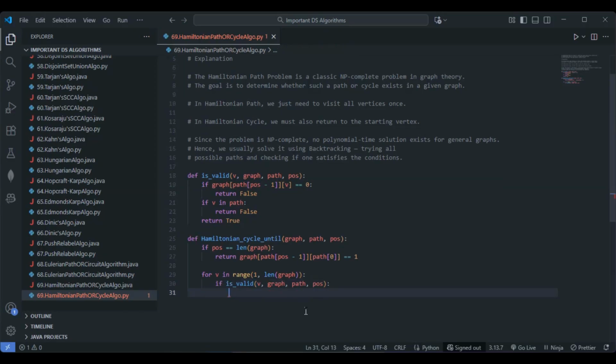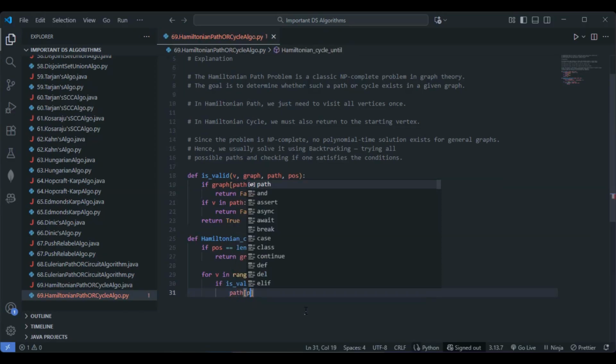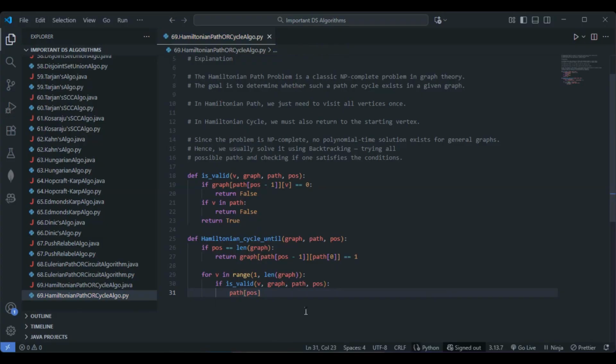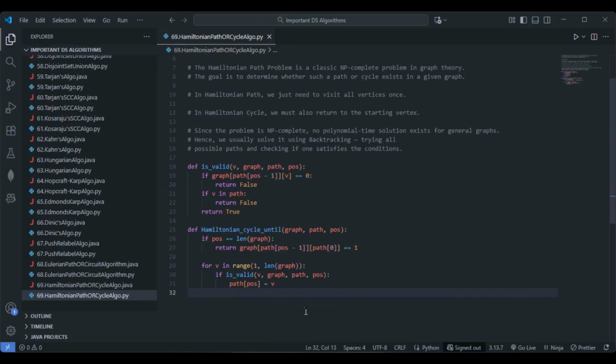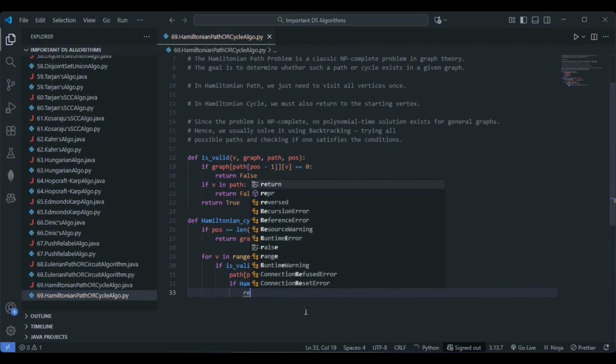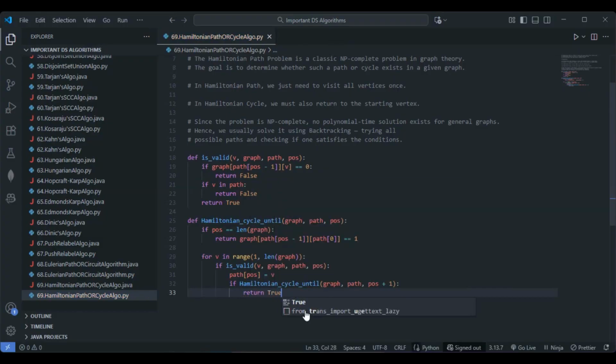Now let's do one thing. Path of position is equivalent to v, and also if Hamiltonian cycle until. So let's recurse in simple terms. If Hamiltonian cycle until, I'll just go with the graph as well as path as well as position plus 1 here. Then we have to return true in that case. So let me give here return true, right?